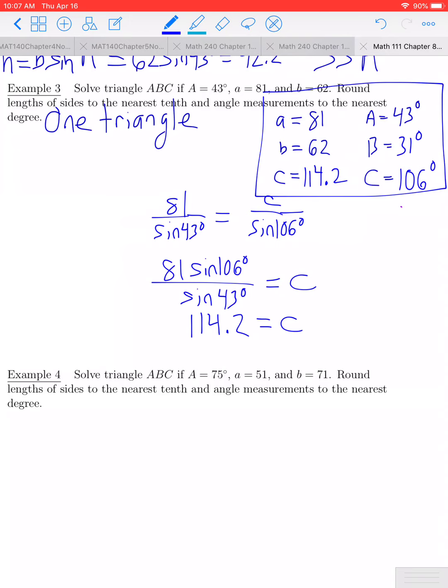Let's take a look at the next one. In example 4, they say solve triangle ABC if the measure of A is 75 degrees, a is 51, and b is 71. We were asked to round lengths to the nearest tenth, and again, angles to the nearest degree. If I look at the starting information, I have side a, side b, and angle A. That's two sides and the non-included angle. So that's the SSA case. So this is the ambiguous case.